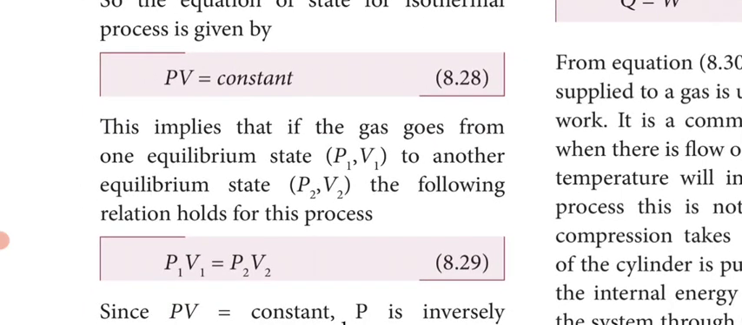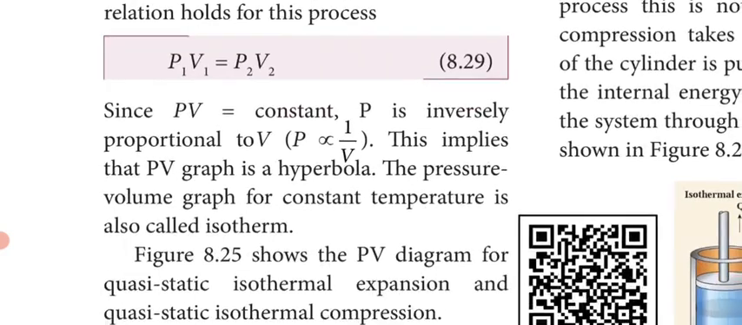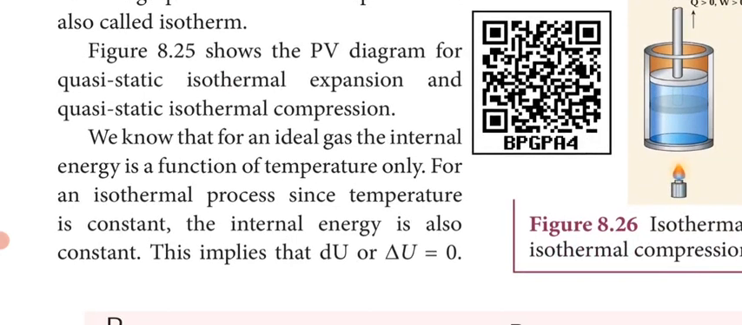This implies that if the gas goes from one equilibrium state, P1, V1, to another equilibrium state, P2, V2, the relation P1 V1 is equal to P2 V2 holds. Since PV is constant, P is inversely proportional to volume, that is, P is proportional to 1 by V. So the PV graph is a hyperbola. The pressure-volume graph for constant temperature is called an isotherm. This shows the PV diagram for quasi-static isothermal expansion and compression.